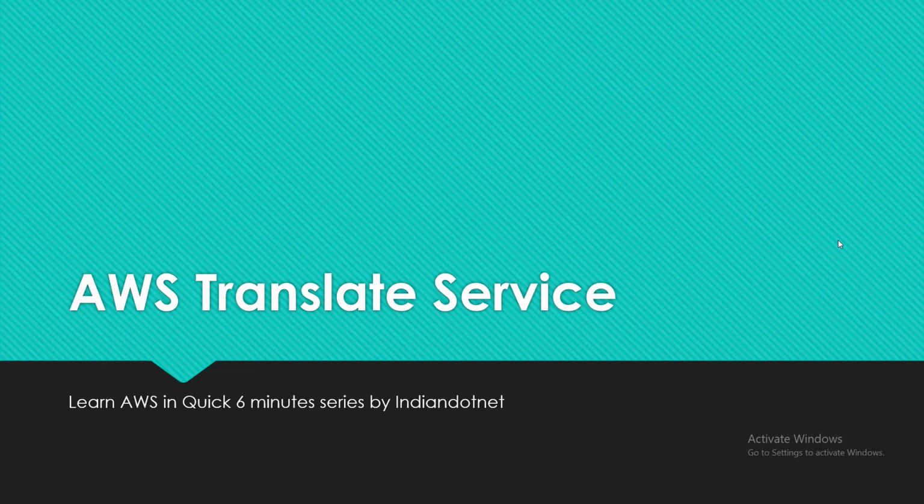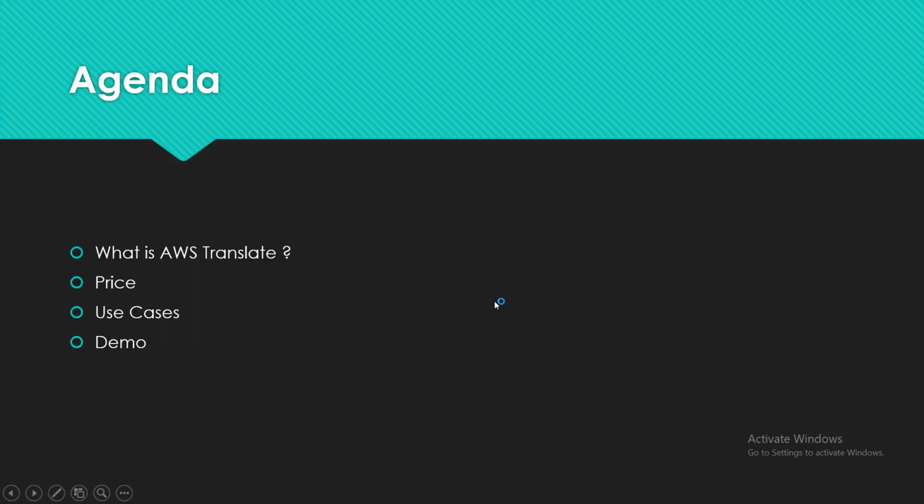So in today's episode we are going to discuss another interesting service, which is AWS Translate. By the name you're already aware of what it means. It is going to translate the text file, or text, you are providing to the service into the desired language.